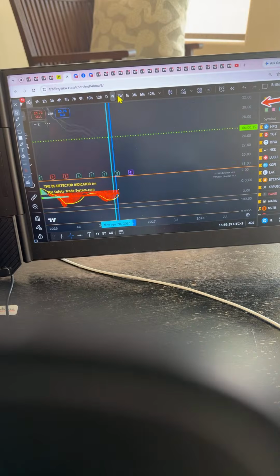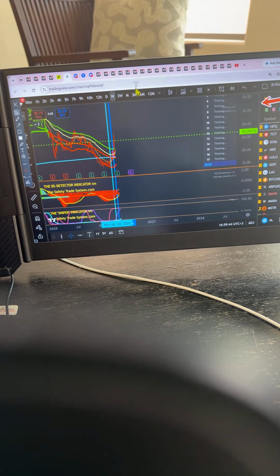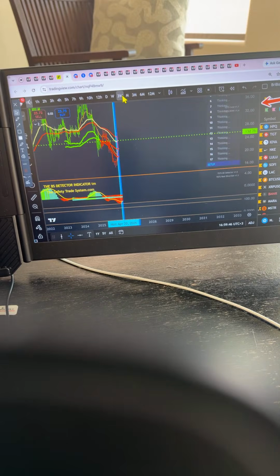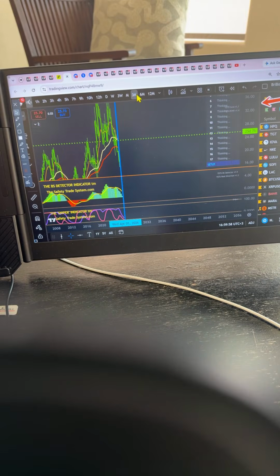Daily. Is this also a weekly? Do not be read. Can we just not do this? 3 week weekly, 3 week sell. 21. This is HPQ? God dang, $18. Let me see. Nah, we ain't going down there.